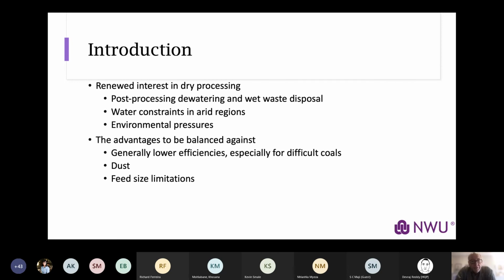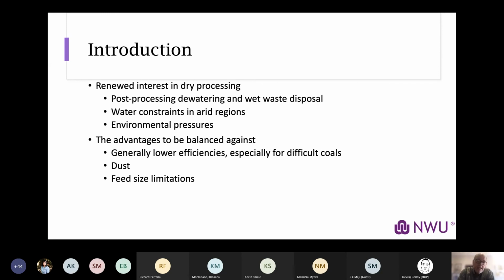So we need to balance the advantages of dry coal beneficiation against the problems that we normally find. There are generally lower efficiencies, especially for difficult coals. South African coal is notoriously difficult. And there is no way that we can currently get to the efficiencies that DMS or wet processes give us. Dust is a problem, or it can be a problem as well. And then feed size limitations.